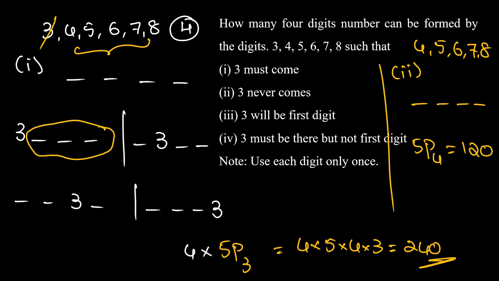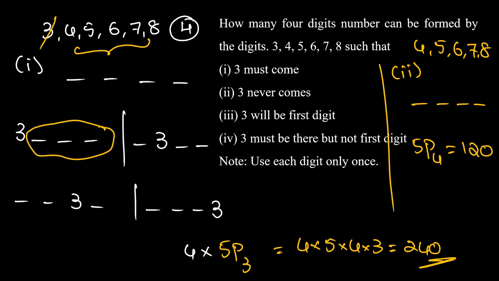Second one, I don't want 3. I should fill that 4-digit number using 4, 5, 6, 7, 8. I have 5 digits, 4 places. 5 into 4 into 3 into 2 will come. That's nothing but called 5p4. I'm just giving you the habit of writing 5p4 and all. In fact, it's 5 into 4 into 3 into 2. Because some questions now they'll give options in this format 5p4. You may know 5 into 4 into 3 into 2, but they give it as 5p4. You should understand that also. Are you getting why 5p4 here?